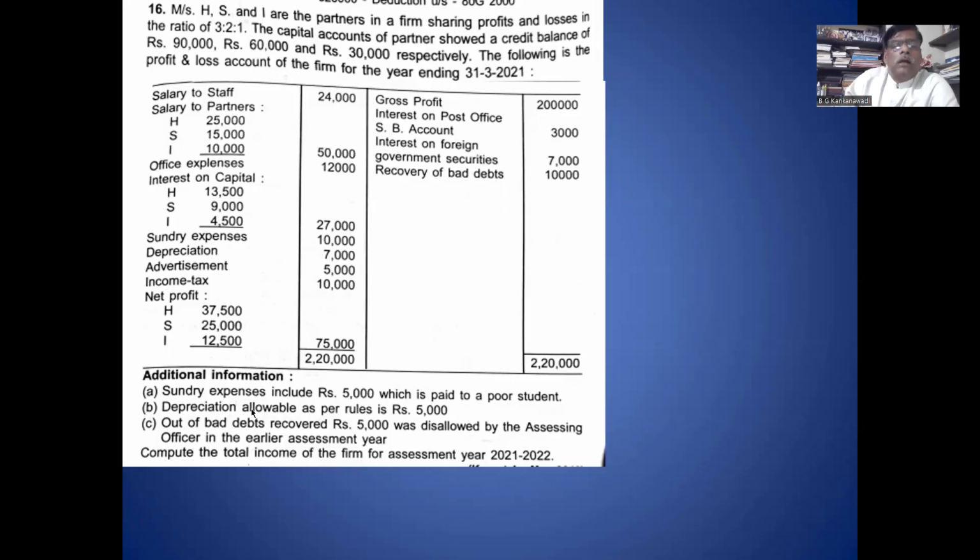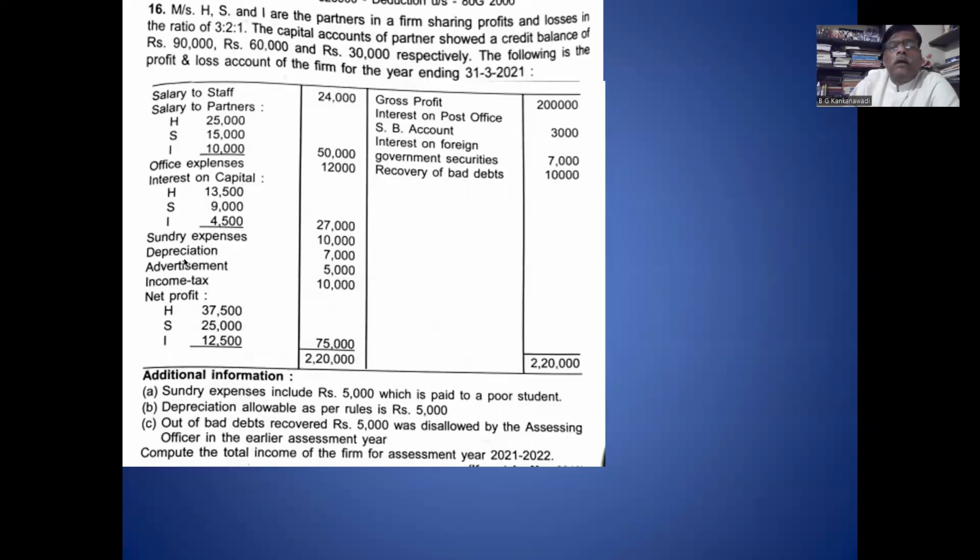And adjustments: sundry expense includes rupees 5,000, which is paid to poor students. The 5,000 rupees in the sundry expense is not related to business. That is the amount paid to poor students. An amount paid to poor students is not an expense of business. Therefore, 5,000 you disallow. And depreciation allowable as per rules is rupees 5,000.